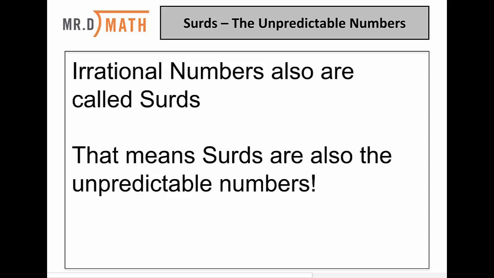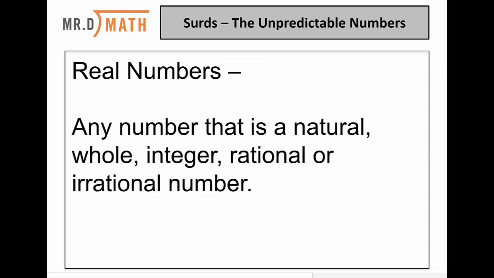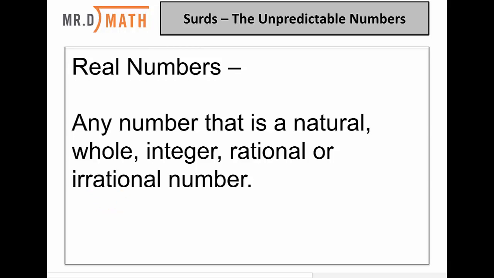So since they're called surds, that means they are also the unpredictable numbers, which is why we called the surds the unpredictable numbers. What if we took all the numbers and put them all together? Well, we would get what we call real numbers. So the real numbers are any number that's natural, whole, integer, rational, or irrational, or you could say, or a surd. Wait a minute, that leads me to a question.